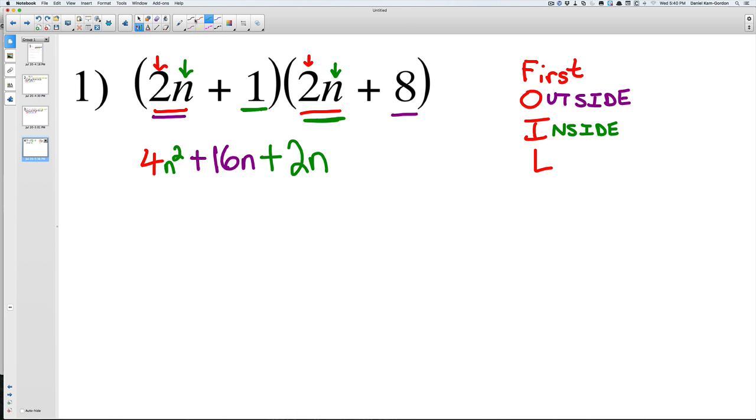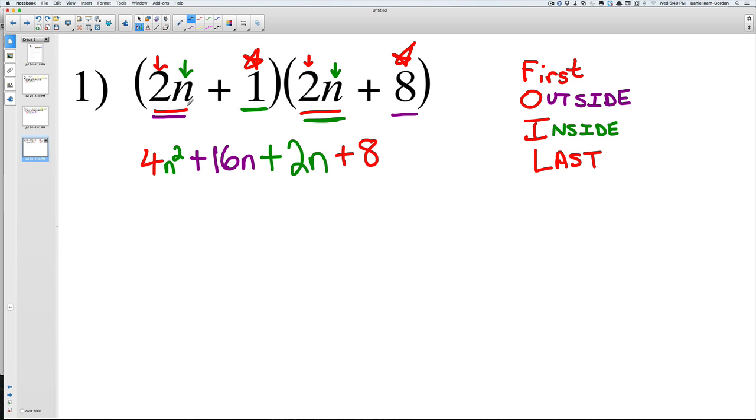And then the last thing you're going to do is the last. So you look at both parentheses. You look at this parenthesis here, and you look at this parenthesis here, and the 1 and the 8 are both the last two numbers, and you multiply them together.